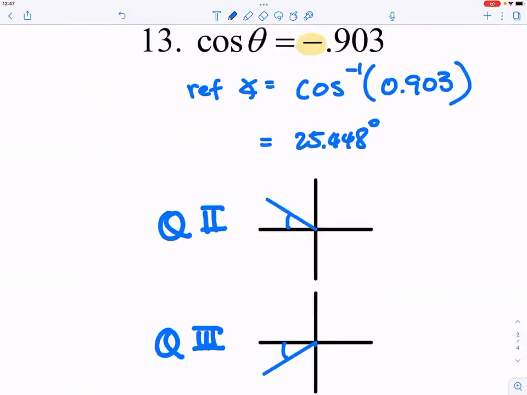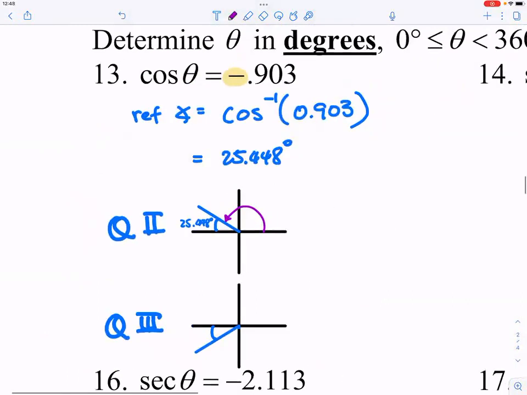So now, this is 25.448 degrees. And we are looking for the angle from 0 all the way to here. So how can you find out the angle from 0 all the way to here? 180 degrees minus 25.448 degrees, which is very easy.